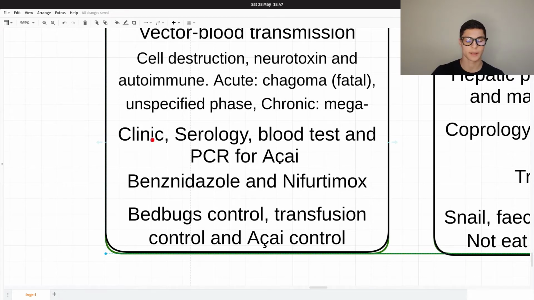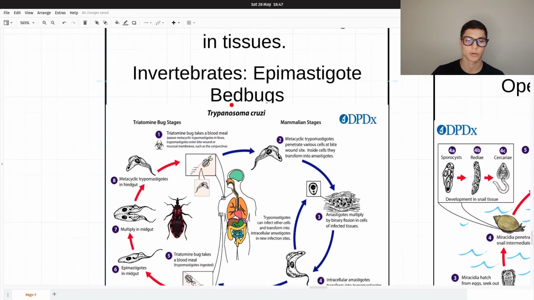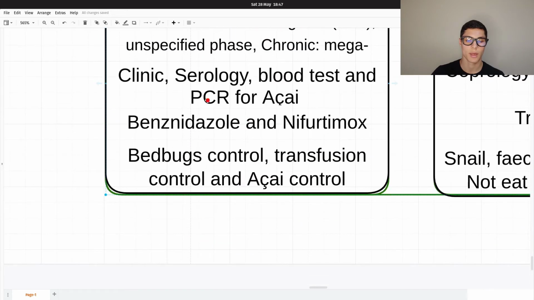Diagnosis, well, clinic. Serology, as blood test, of course. PCR for acai. Okay, so PCR is not for humans, but it's for acai. Acai is a fruit from Brazil, which is similar to blueberries in shape and color. And it's very, very common that acai may contain Trypanosoma cruzi. So a PCR for acai is a very good way to detect it.